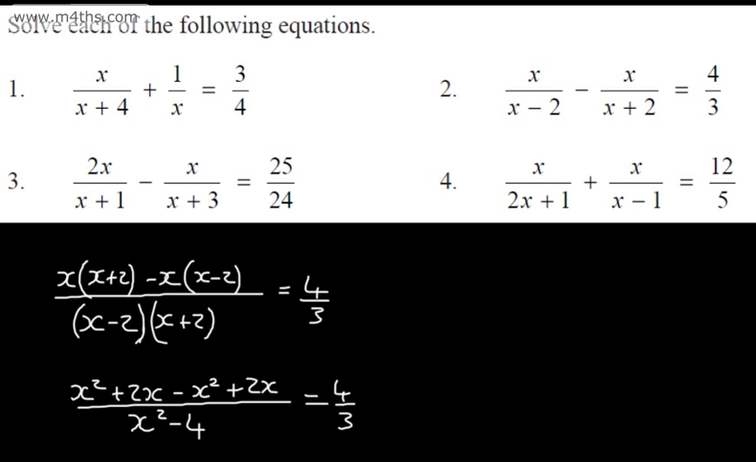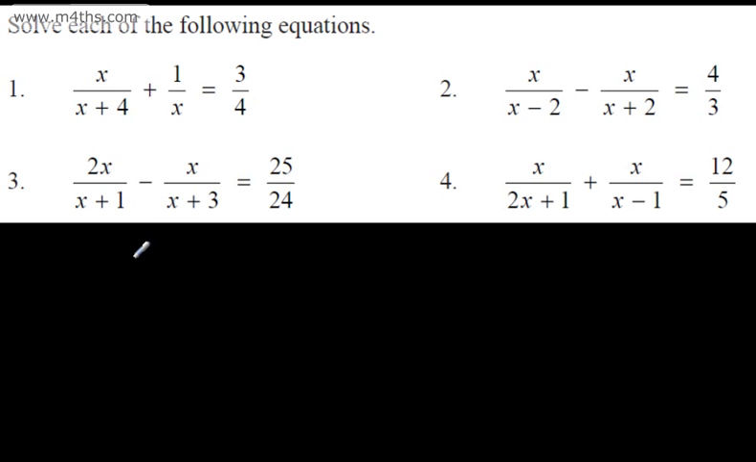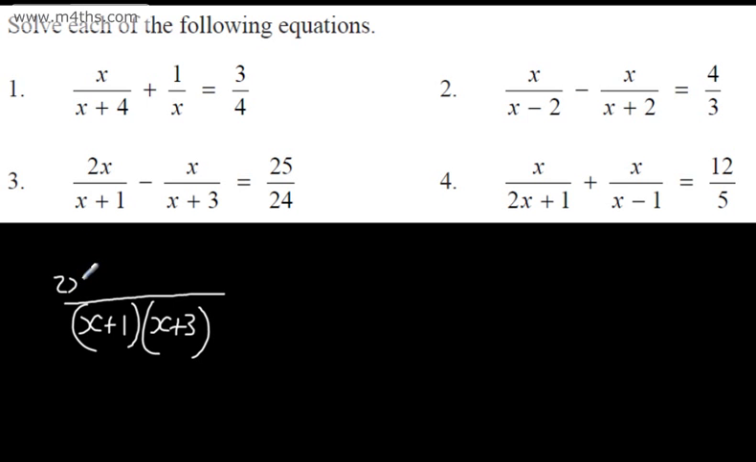Okay, let's have a go at another one, this one right here. So on the left hand side, I'm going to have the common denominator. The common denominator is going to be x plus 1 multiplied by x plus 3. So with this one, I need to multiply the 2x, so we'll have 2x multiplied now by the x plus 3, and then with this one, we've got a negative again, and I'm going to have the x multiplied by the x plus 1. That is going to be equal to 25 over 24.